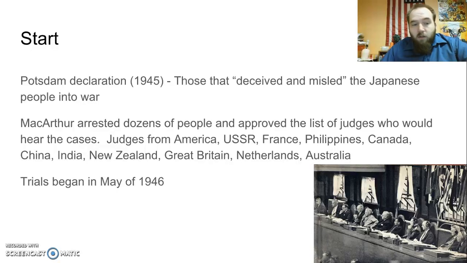MacArthur also approves the list of all the judges who are going to hear the case. We get judges from all the Allied groups. So there's America, Soviet Union, France, Philippines, Canada, China, India, New Zealand, Great Britain, Netherlands, Australia. They make a key decision of, let's get some Asian people onto the court system here. They specifically wanted to have a show of that.